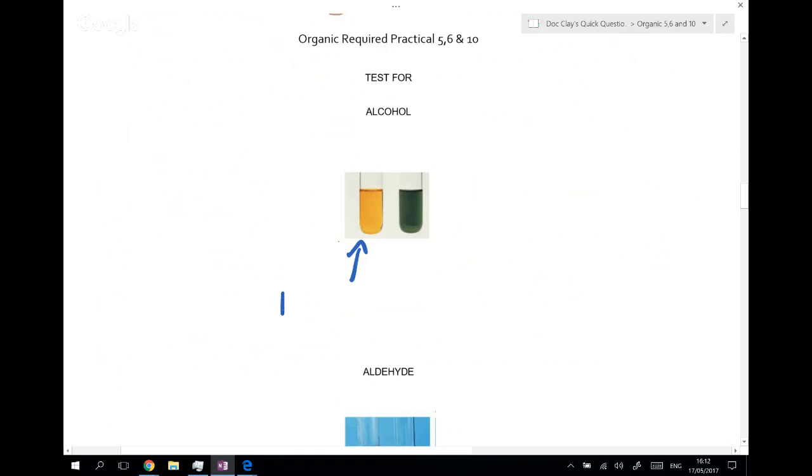We've got our acidified potassium dichromate, Cr2O7 2-, H+. Notice the color here is orange. In reaction, if it oxidizes the alcohol, it will turn green. This gives us a test tube reaction for identifying an alcohol, where acidified potassium dichromate will be reduced, the chromium going from dichromate to Cr3+, which is green. So there's our test for alcohols.